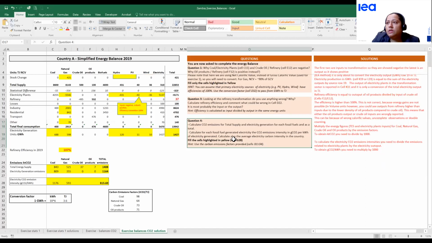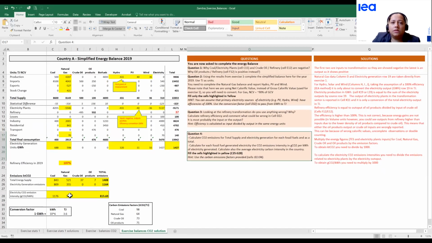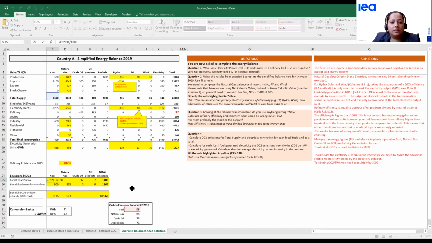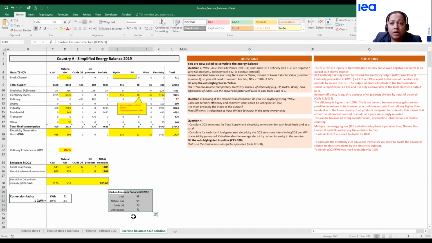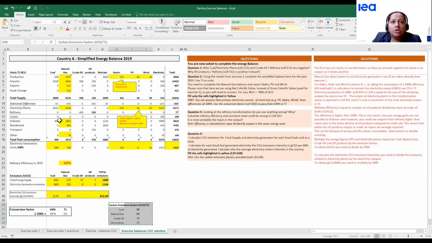So the last question is about CO2 emissions. So calculate the CO2 emissions for total energy supply and electricity generation for each fuel and as a total. So here, what we said for CO2 emissions, you take the value and you multiply it by the emission factor. So here you are provided emission factors by product in ton of CO2 per terajoule, and you have your energy supply here by product. And so the emissions for total energy supply, it's for coal, for example, you take your total supply in terajoule, you multiply by the emission factor.